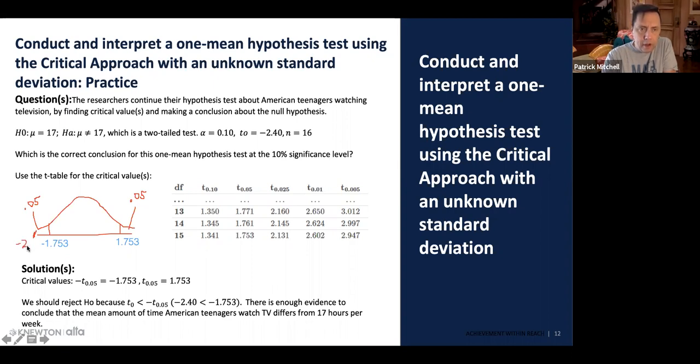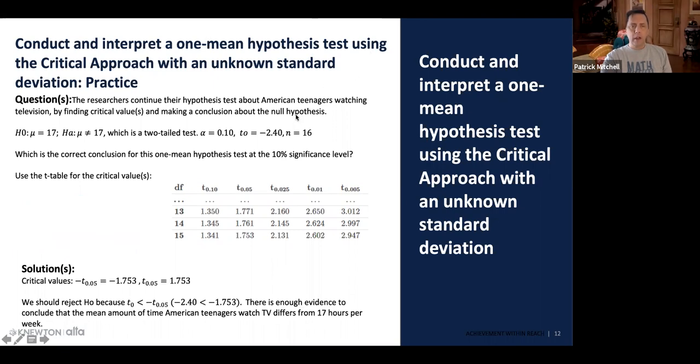Now, when I first looked at this, I noticed that the interpretation was not here, and the interpretation is really, really important. So I went ahead and put it in, and then I noticed that they seem to be putting all the interpretations until the end. So you'll see this a second time. So my interpretation is there is enough evidence to conclude that the mean amount of time American teenagers watch TV differs from 17 hours per week. All right.